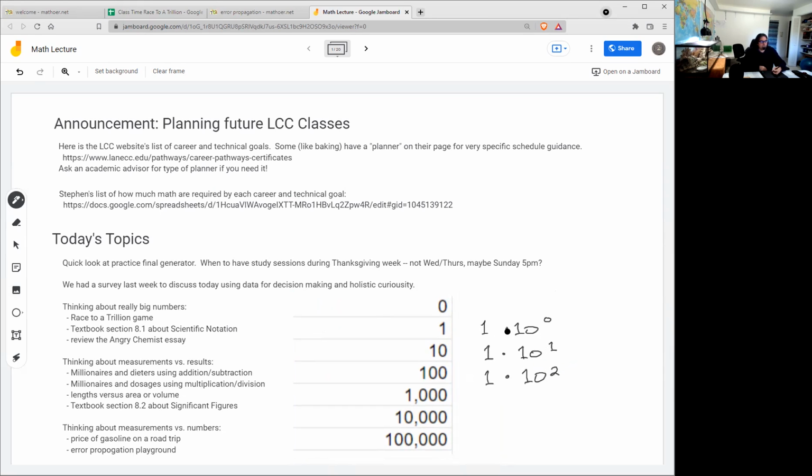There we go, 10 to the 0 is 1. Why is 10 to the 0 1? Because of this pattern. It doesn't really mean anything to multiply 10 by itself 0 times, but to make the pattern work.